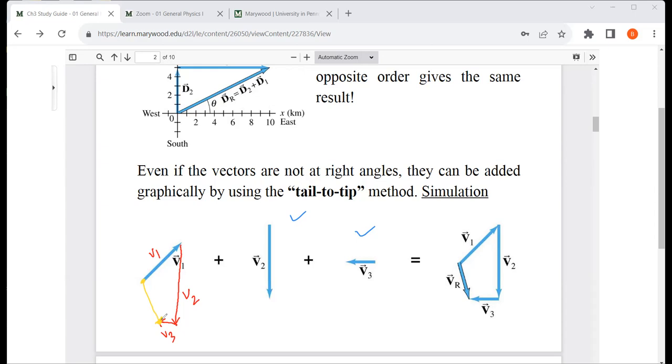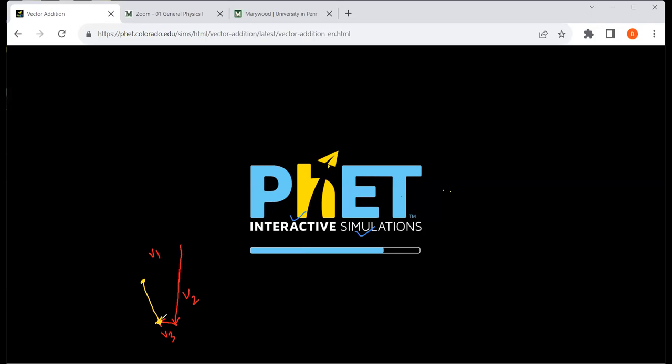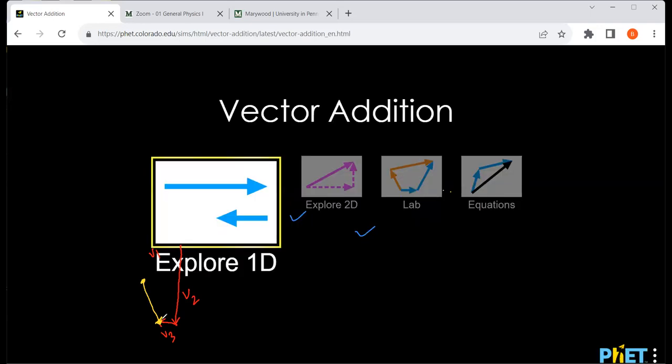Okay, now let me show some simulation. So here I have a simulation. Let me go to the simulation. So here is the simulation, and here I am going to show you how to add some vectors.